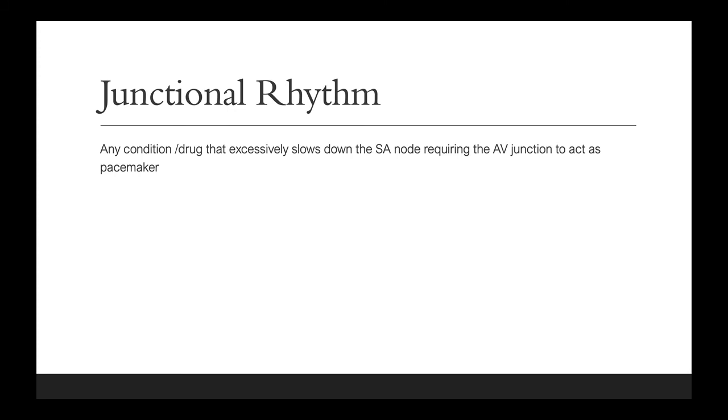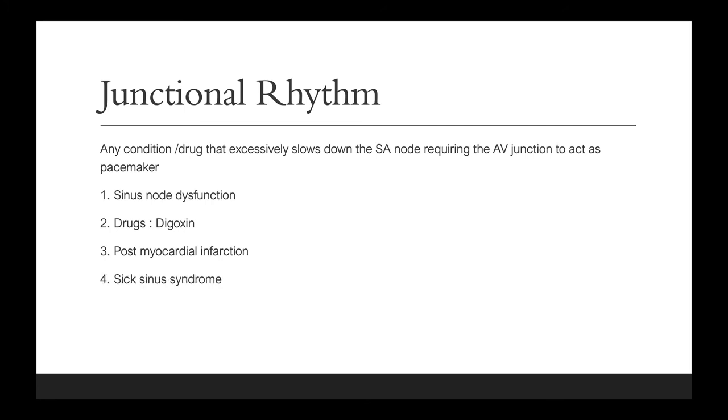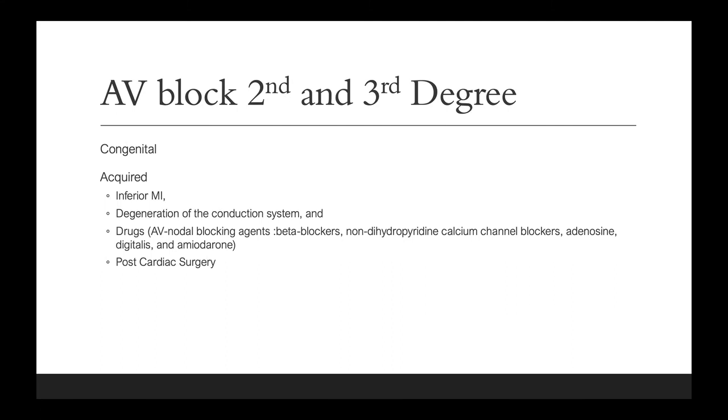Junctional rhythm. So any condition or drug that excessively slows down the SA node requires a secondary pacemaker to come into action, and very frequently the AV junction steps in. And so sinus node dysfunction, drugs, digoxin, post myocardial infarction, sick sinus syndrome, all these conditions could result in junctional rhythm.